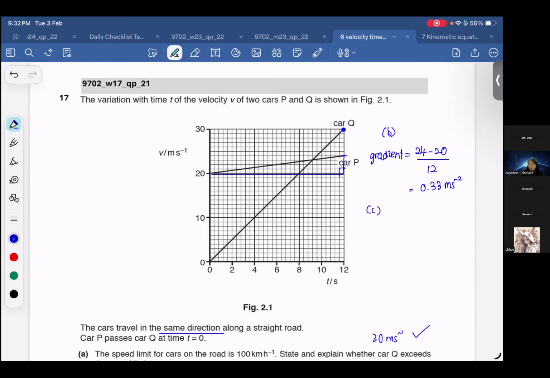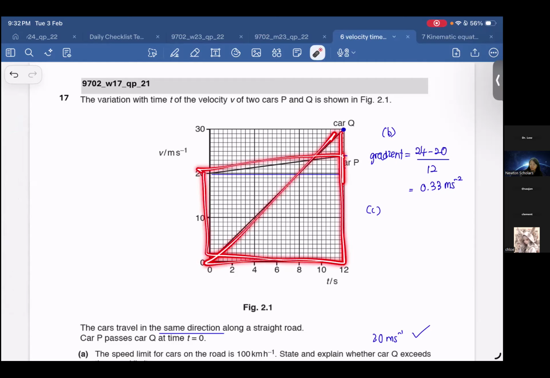Question C. Determine the distance between the two cars when the time is 12. How far is the distance between these two cars? So what should you do? You should find the total distance traveled by car Q and the distance traveled by car P. Use the area under the graph. You don't calculate this triangle only. It's the area under this line until your x-axis. This is the area traveled by car P.